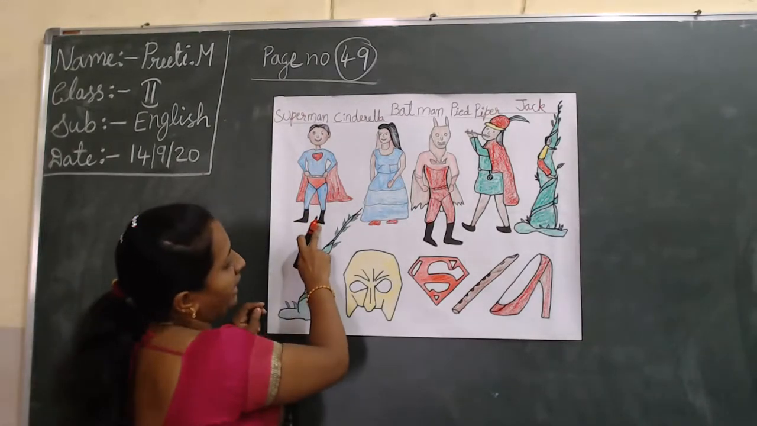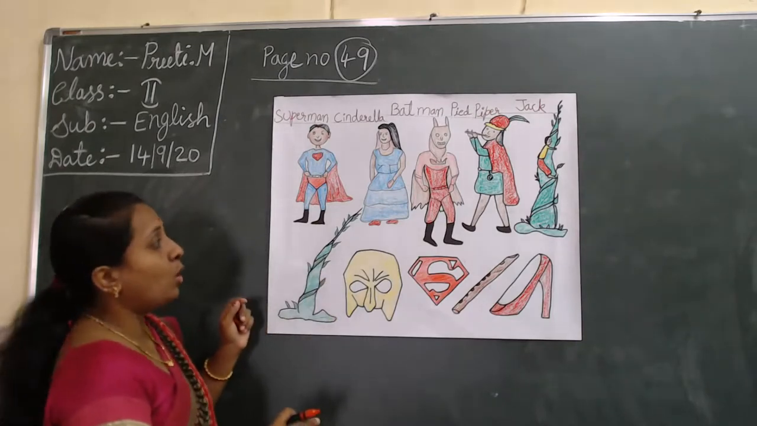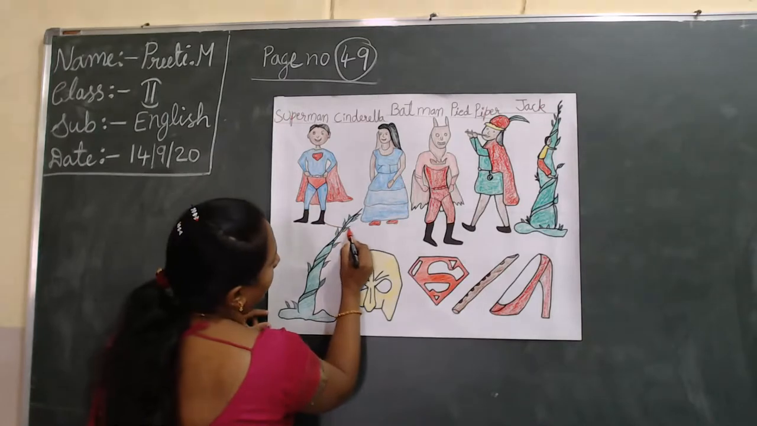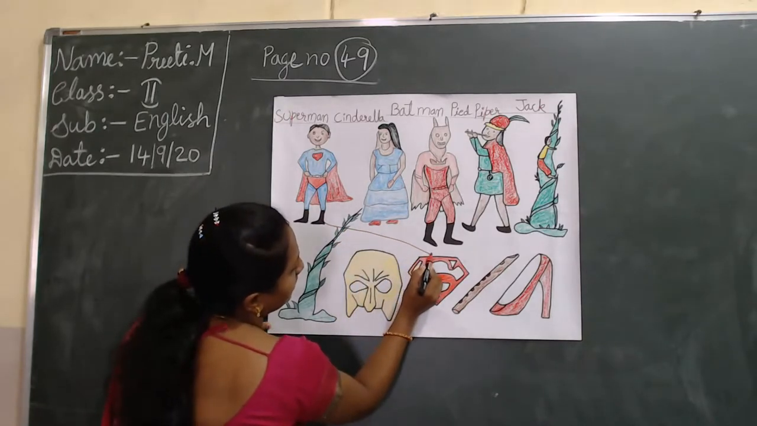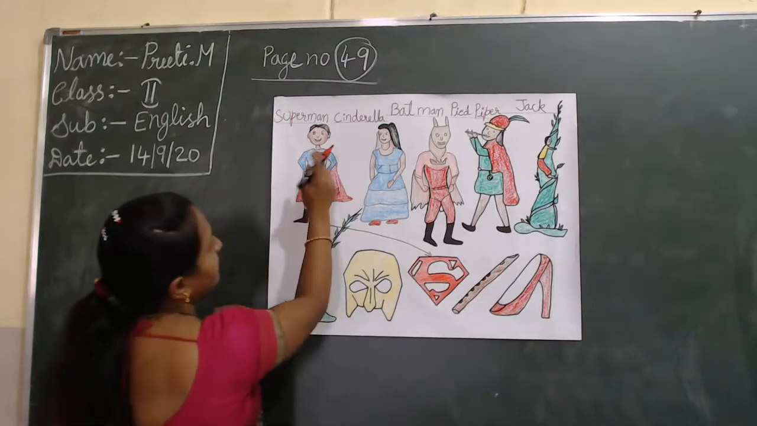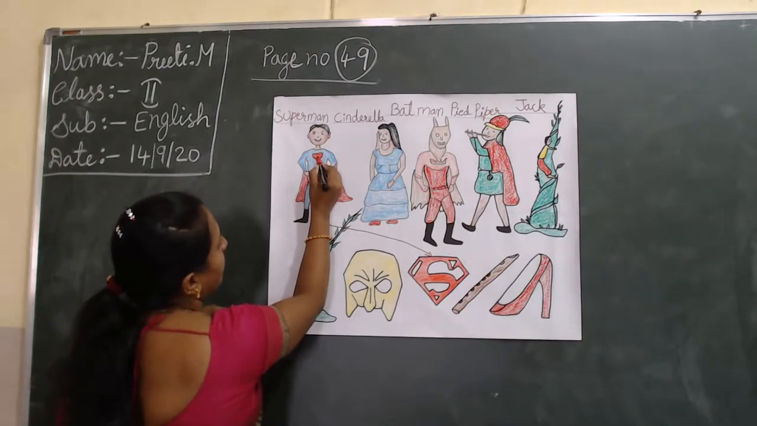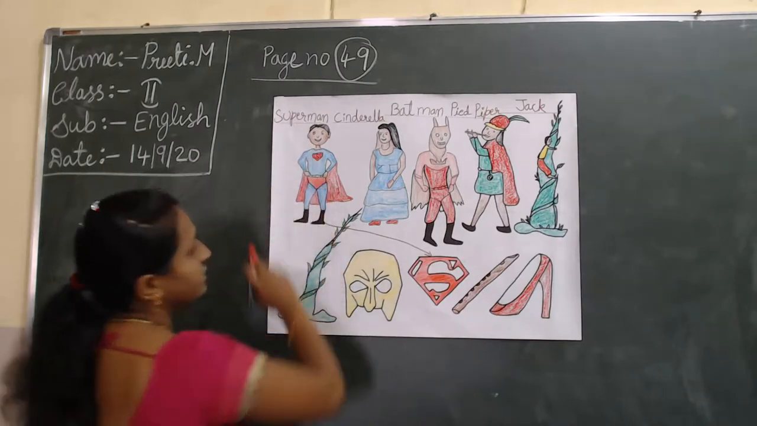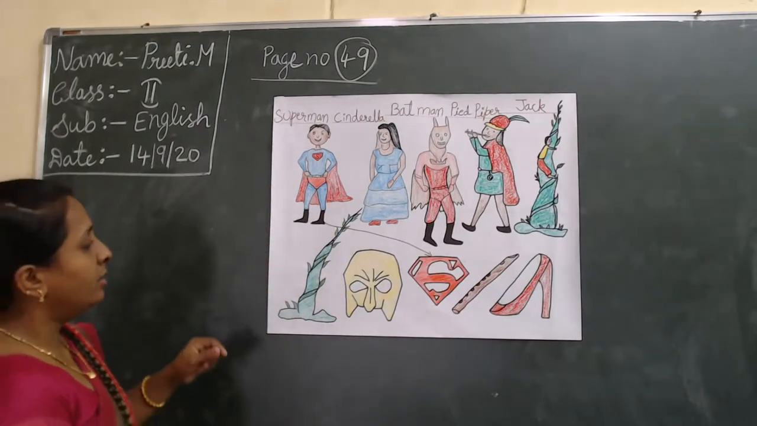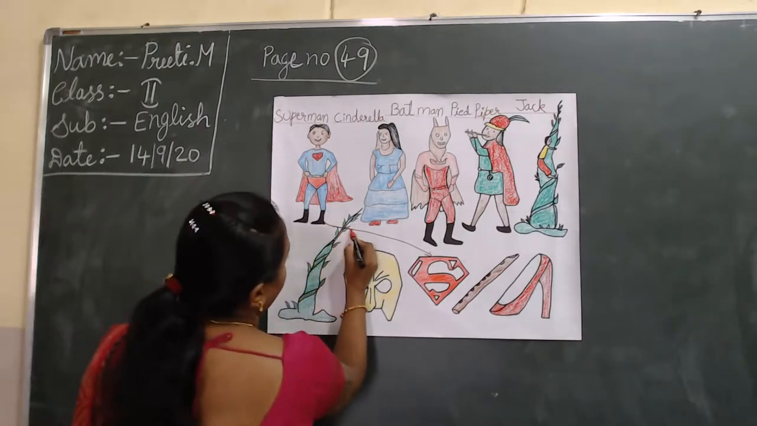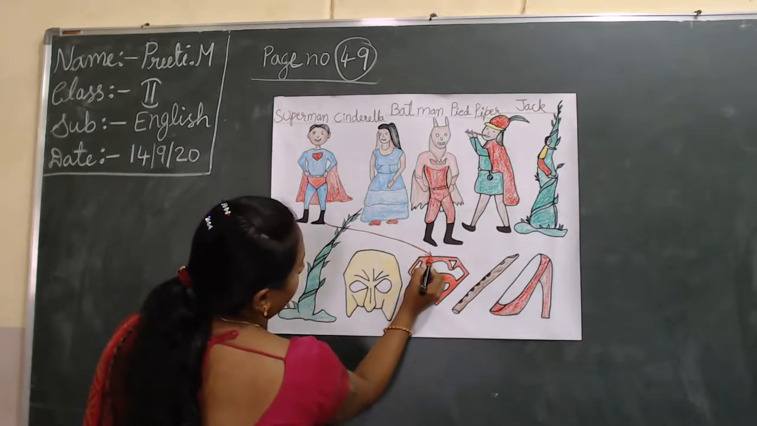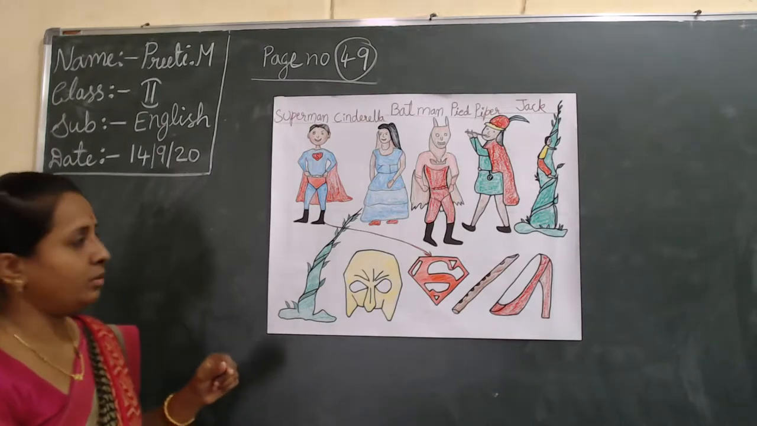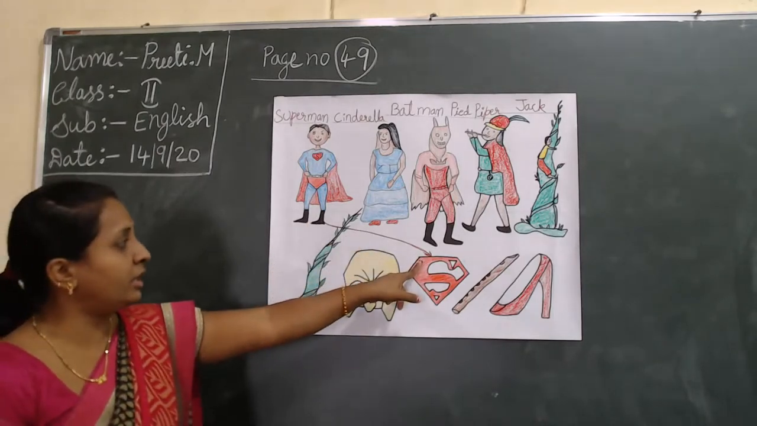Here, Superman has what symbol, what object, children? See, match it. Superman has his S symbol on his chest. Here he is having the S symbol on his chest, children. Okay. First match, Superman, this is a shield. He is having an S shield on his chest. Okay, first one, match it, children.